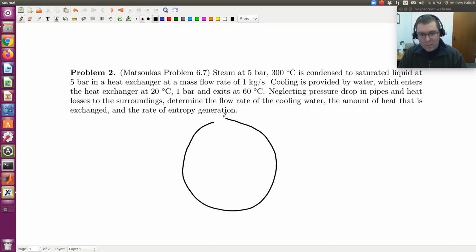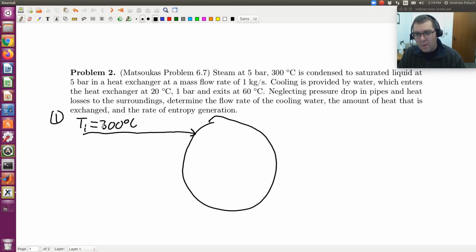So we're going to perform an analysis of a heat exchanger. Flowing in, which I'll label as stream 1, I'll have steam at a temperature T1 of 300 degrees C and a pressure of 5 bars. So the state of my system is specified: I have temperature and pressure. Then that's going to be cooled.